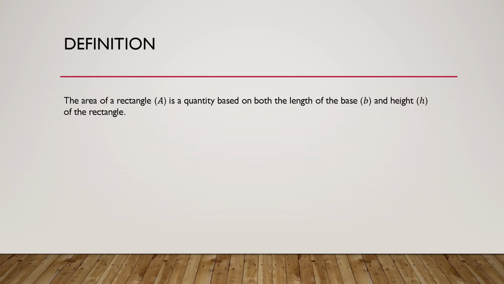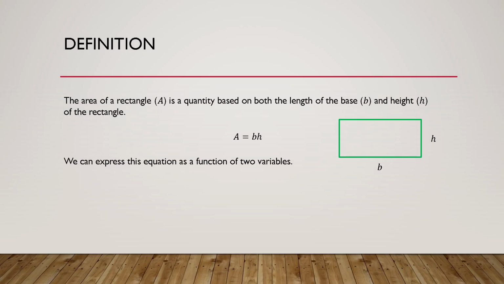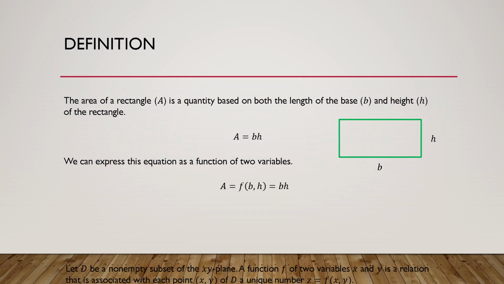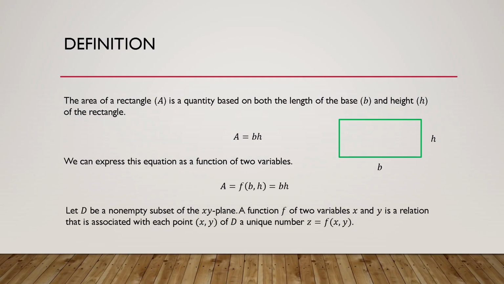The area of a rectangle is a quantity based on both the length of the base and the height of the rectangle. A equals b times h. We can express this equation as a function of 2 variables. A equals f of b, h, or equals b times h. Let D be a non-empty subset of the xy plane. A function f of 2 variables x and y is a relation that associates with each point x, y of D a unique number z equals f of x, y.